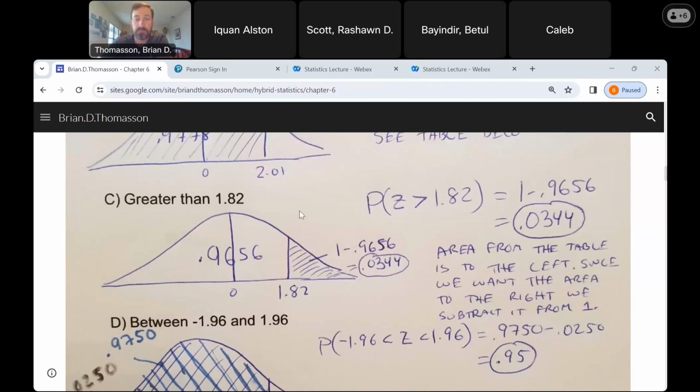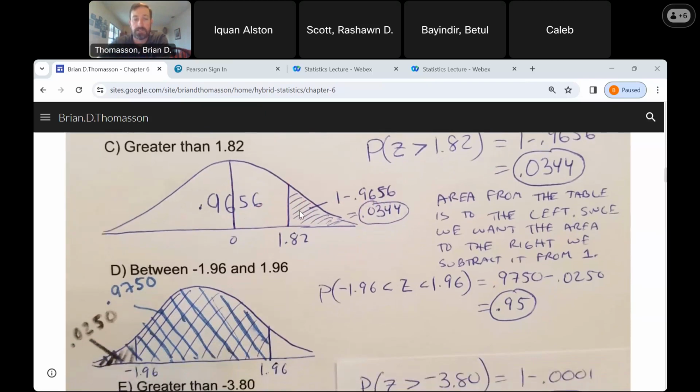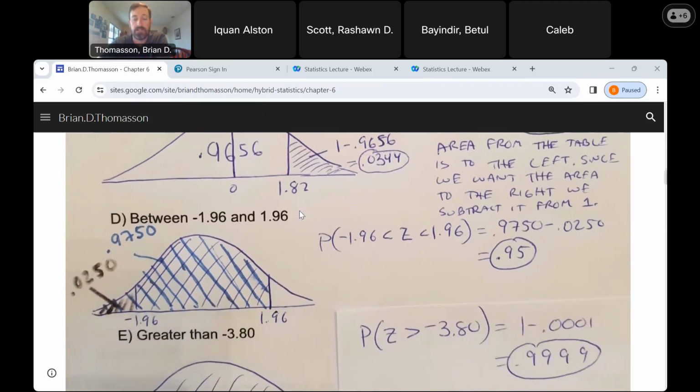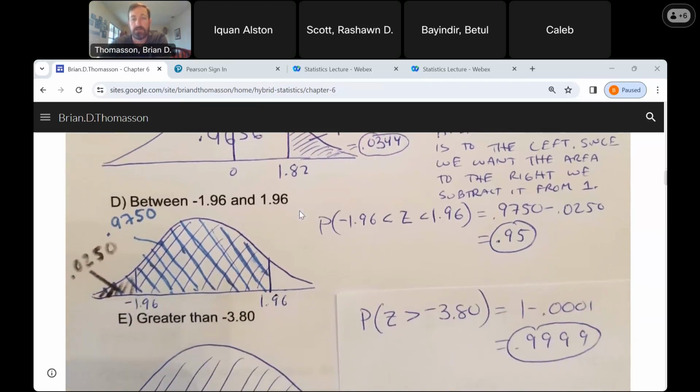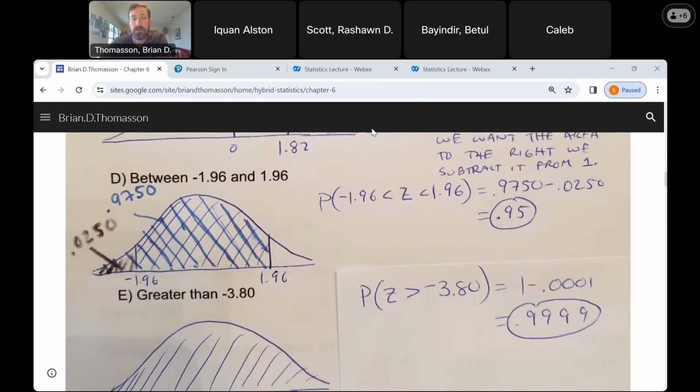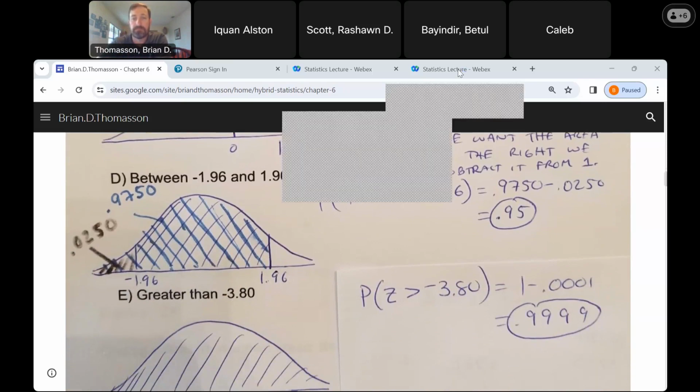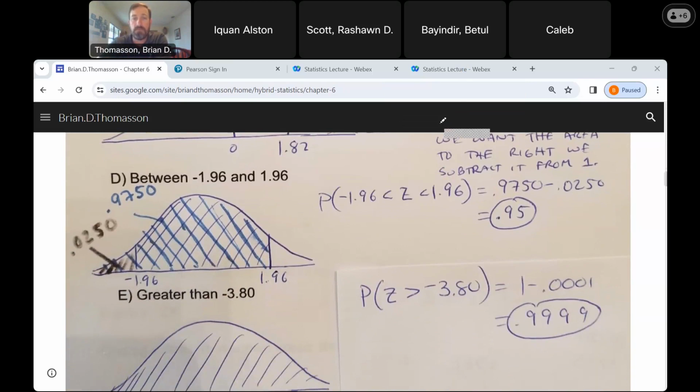Okay. All right, I'm gonna talk through this part D, and then I'm gonna go through StatCrunch showing you how to do each one of these in StatCrunch. All right, so this one, we're looking between negative 1.96 and 1.96. So we're trying to find the value between these two. So we're looking for this red area.